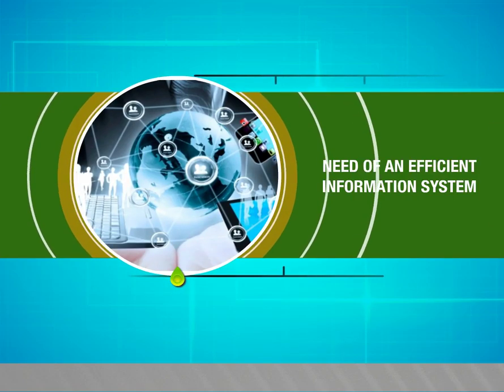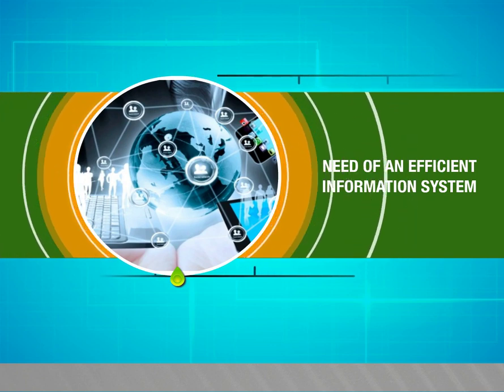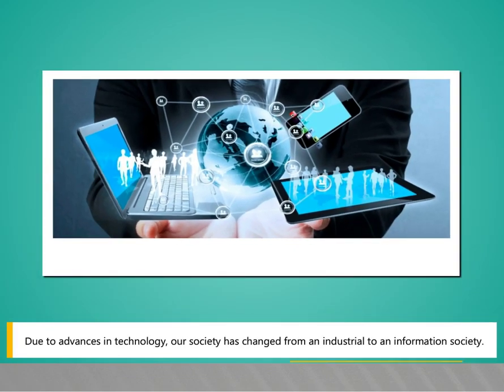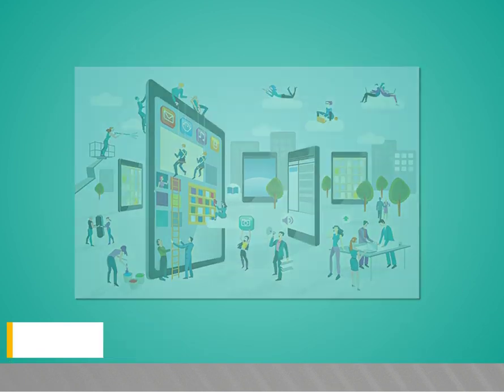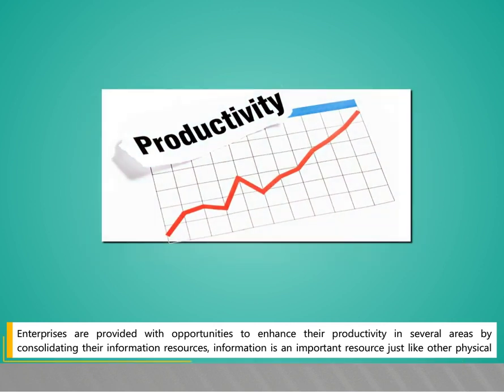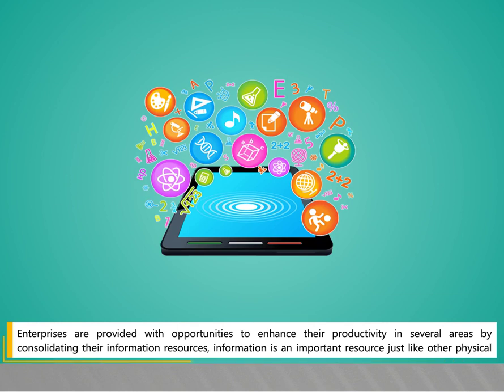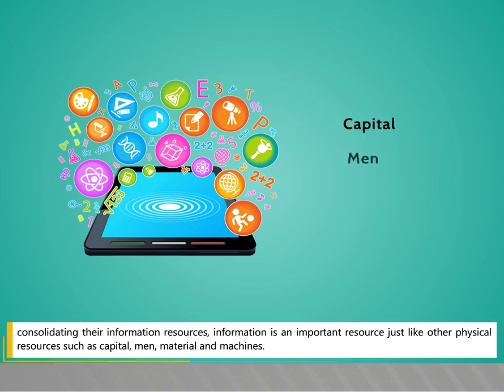Need of an efficient information system. In this video, we are going to see about need of an efficient information system. Due to advances in technology, our society has changed from an industrial to an information society. Enterprises are provided with opportunities to enhance their productivity in several areas by consolidating their information resources. Information is an important resource, just like other physical resources such as capital, men, material, and machines.